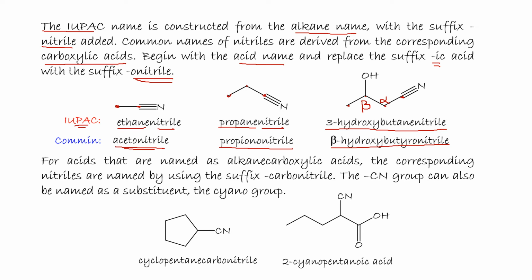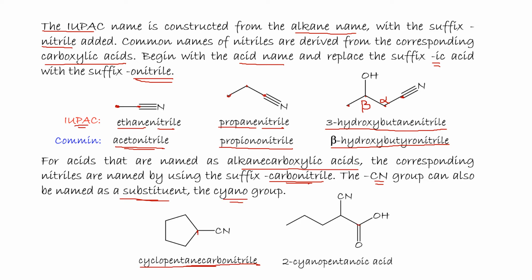For acids that are named as alkane carboxylic acid, we replace carboxylic acid with carbonitrile. Here is an example: cyclopentane carbonitrile. Cyclopentane carbonitrile.